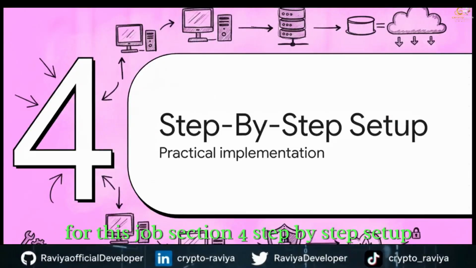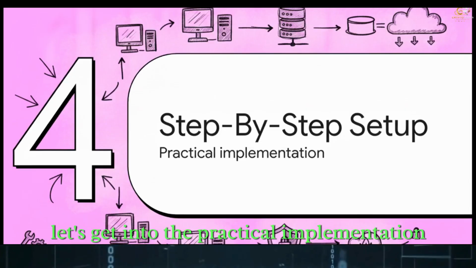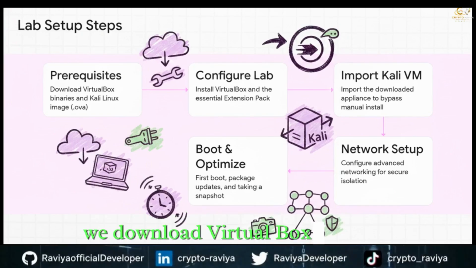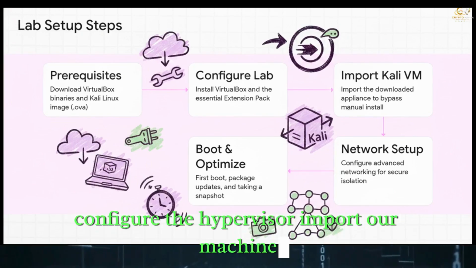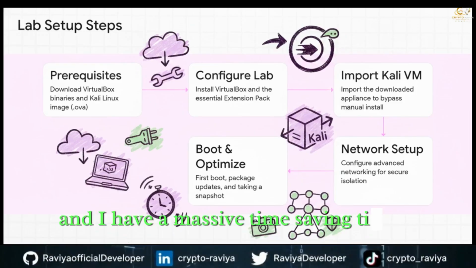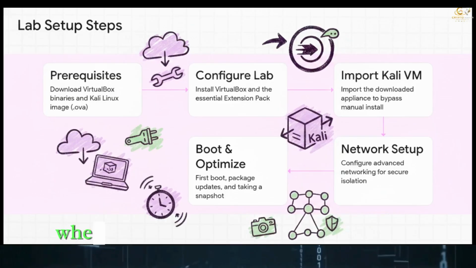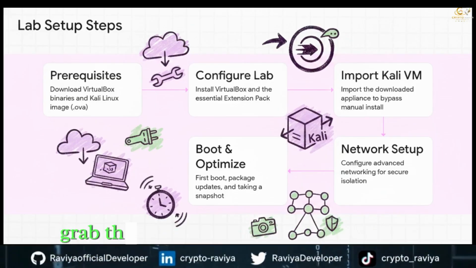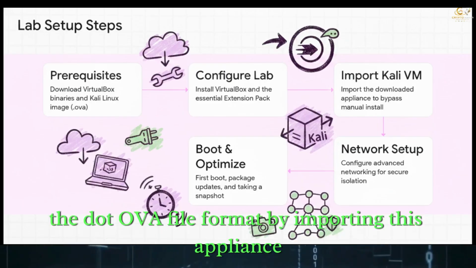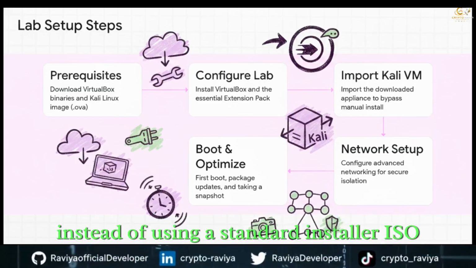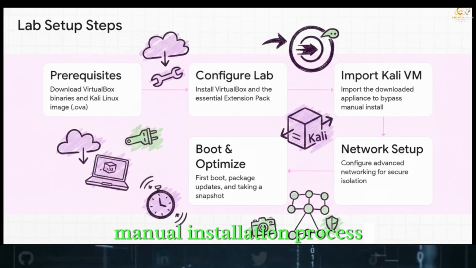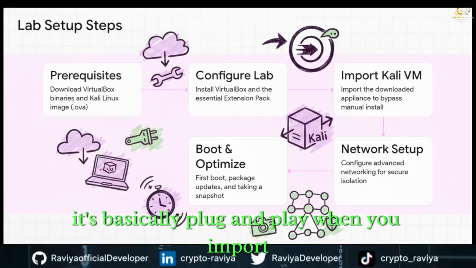Section 4, Step-by-Step Setup. Let's get into the practical implementation. Here is our high-level roadmap to get things running. We download VirtualBox and Kali, configure the hypervisor, import our machine, set up our network, and boot it up. And I have a massive time-saving tip for you here. When you go to kali.org to download, grab the pre-built virtual machine image, the .ova file format. By importing this appliance instead of using a standard installer ISO, you completely bypass the long, tedious manual installation process. It's basically plug and play.